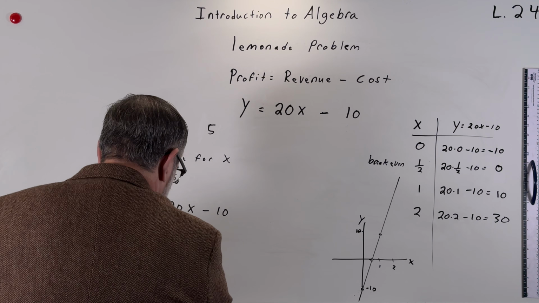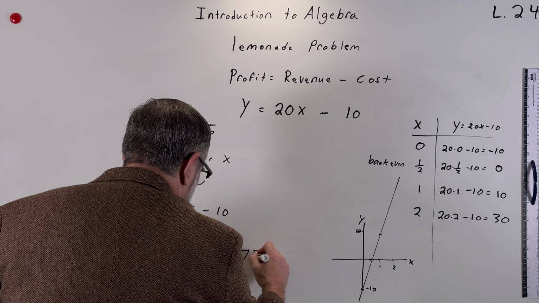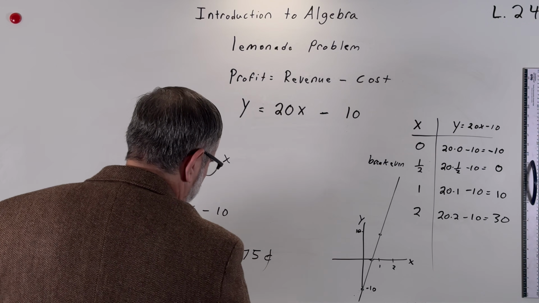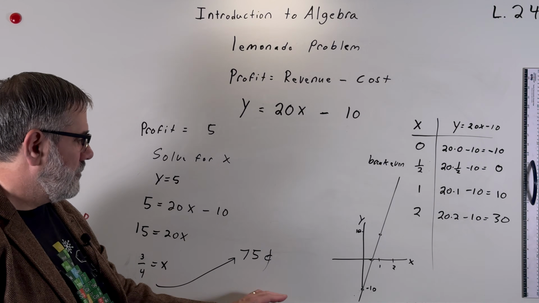So that is 75. How do we write cents? Like that, I think? I don't know. 75 cents.